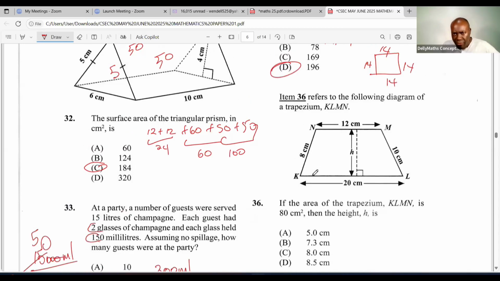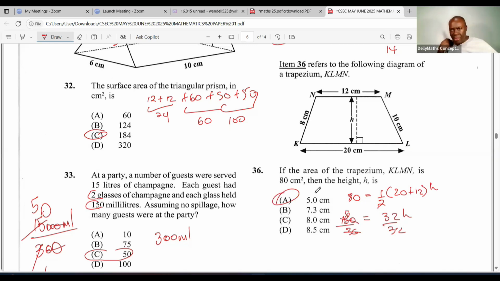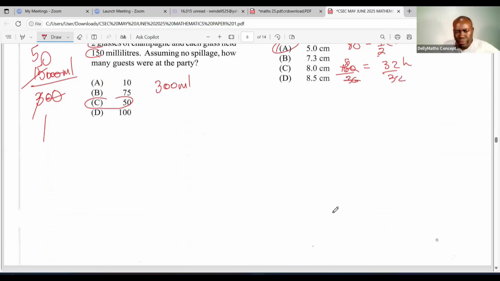For this one, I think this is a repeat question though. It says here trapezium. So the area of the trapezium is that. What is the height? Remember the formula. So 80 is equal to half the sum of the parallel sides times the height. So we're going to have 160, which is equal to 32h. Divide both sides by 32. 160 divided by 32, you can break it down as easily as you can. So let's just divide it out quickly. This is about 5, right? 160 divided by 32 is definitely 5. All right, let's go.